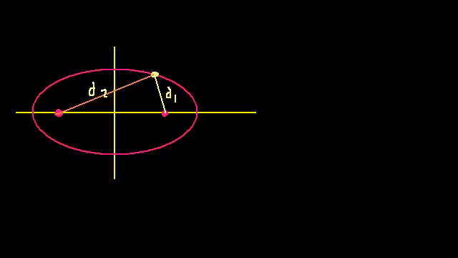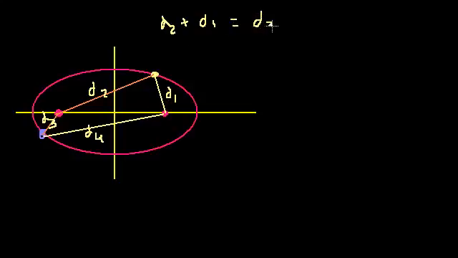So if I take another point along the ellipse, say this point right here, and I sum this distance to that distance, let's call this one D3, and this is D4. The sums of these distances to the foci along this ellipse are going to be a constant. So in this case, D2 plus D1 is going to be equal to D3 plus D4. And this would be true wherever you go along the whole ellipse.